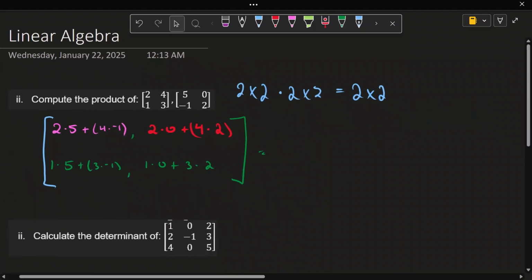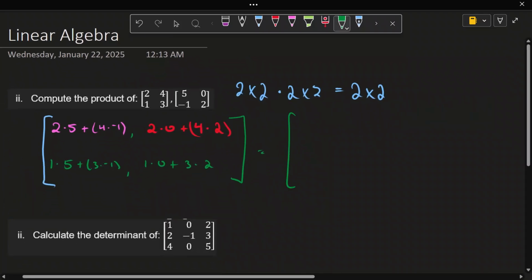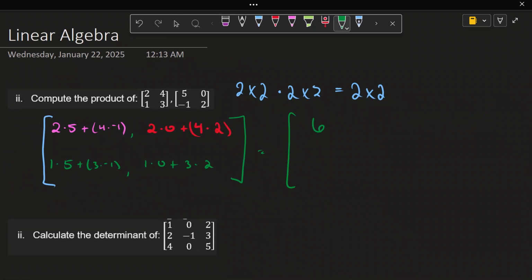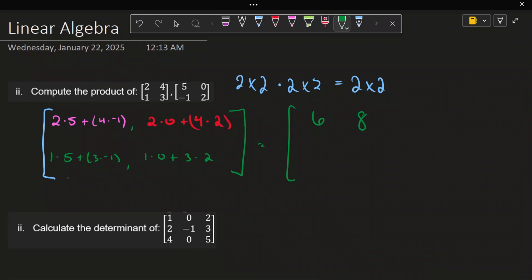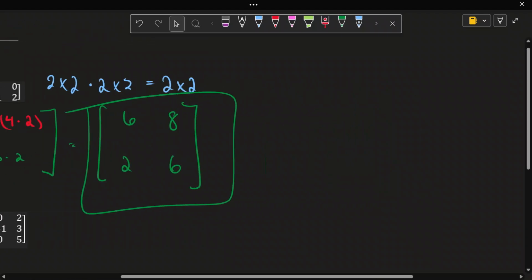So the resulting matrix is going to end up being: 2 times 5 is 10, minus 4 is 6. So you have 6. Then you have 4 times 2, which is 8. 5 minus 3 is 2, and 6 here. So this will be the resulting matrix.